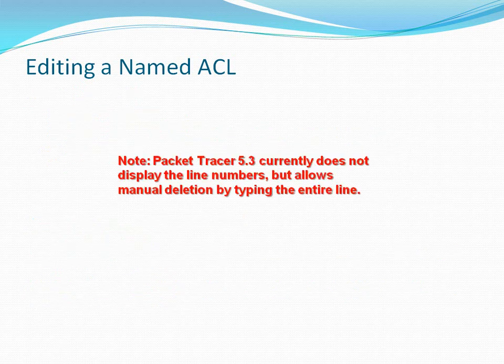Packet Tracer 5.3 does not currently support line numbers, but allows you to manually delete by typing the entire line. You would just type in there no, deny, tcp, etc., etc.